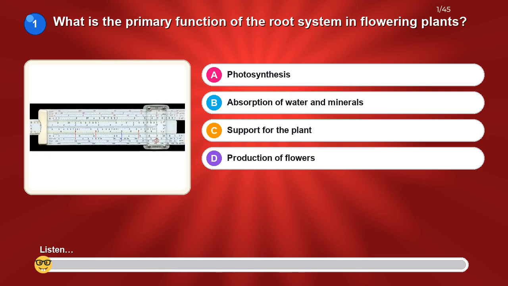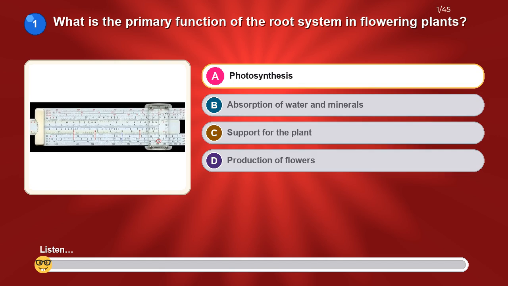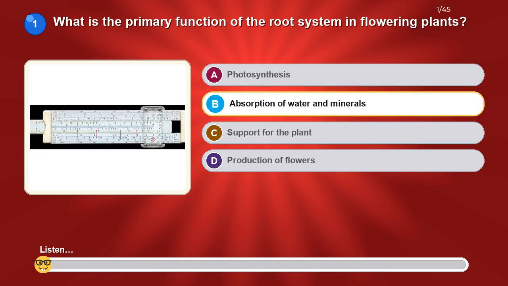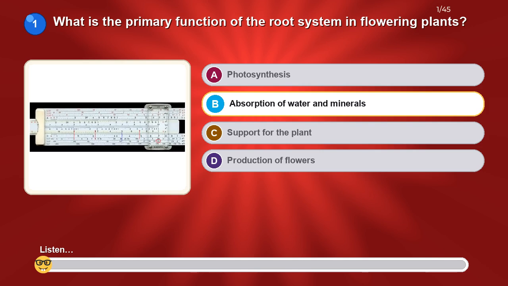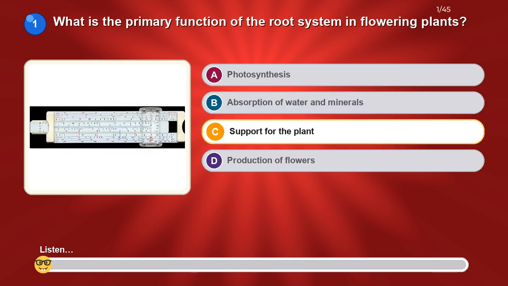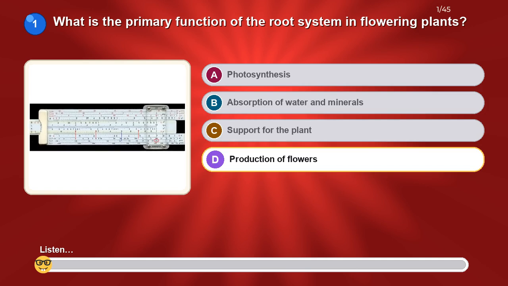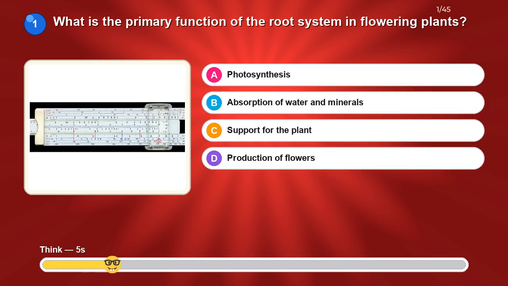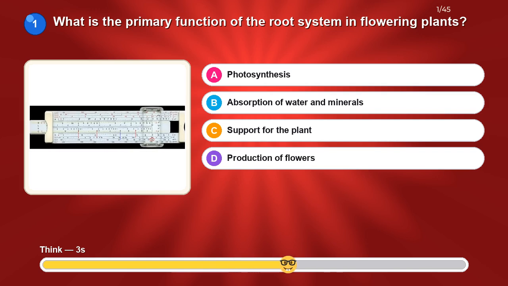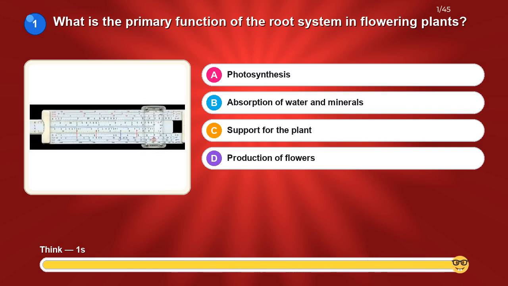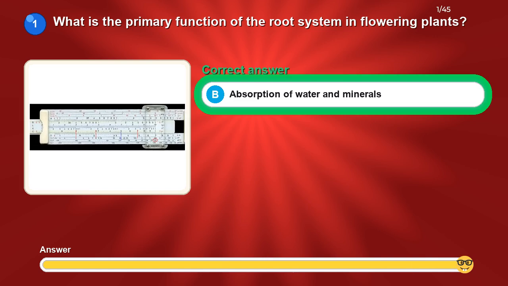What is the primary function of the root system in flowering plants? Option A, photosynthesis. Option B, absorption of water and minerals. Option C, support for the plant. Option D, production of flowers. The correct answer is absorption of water and minerals.